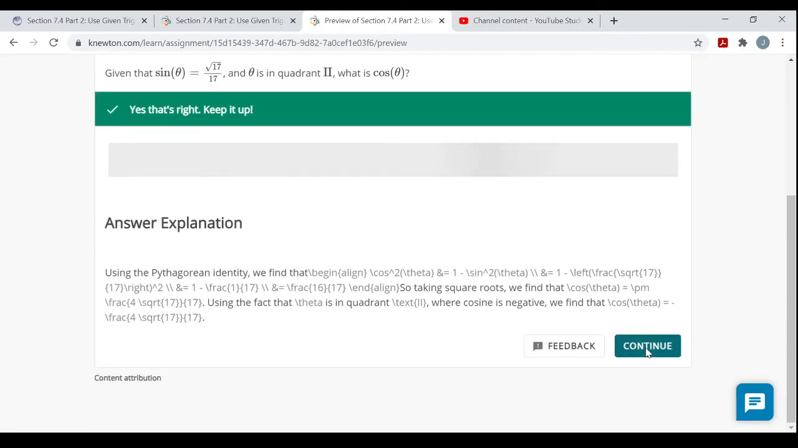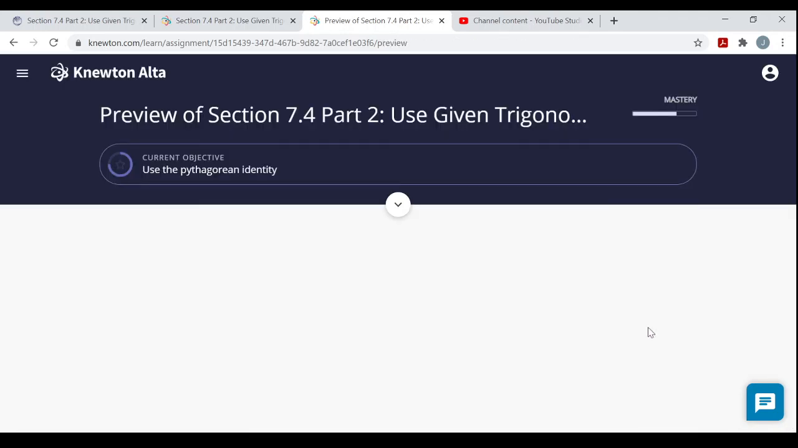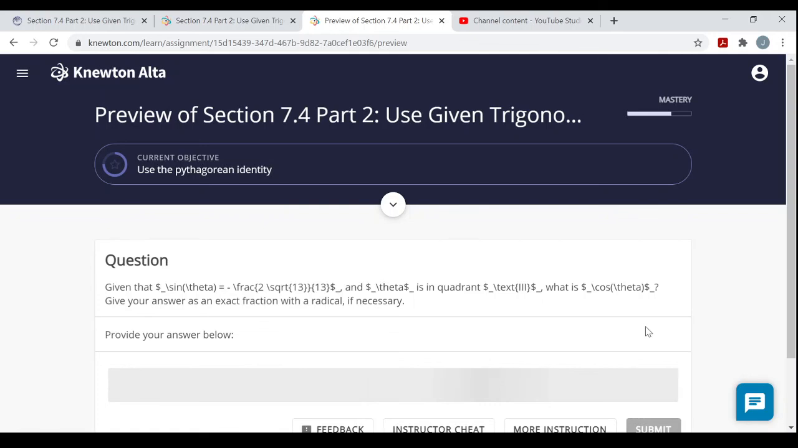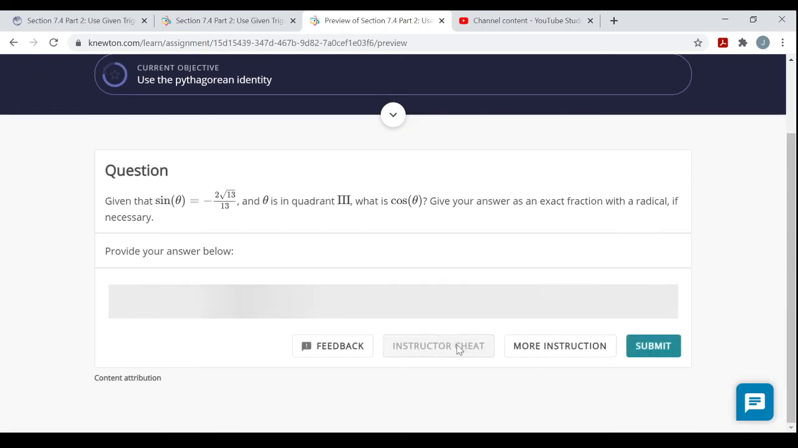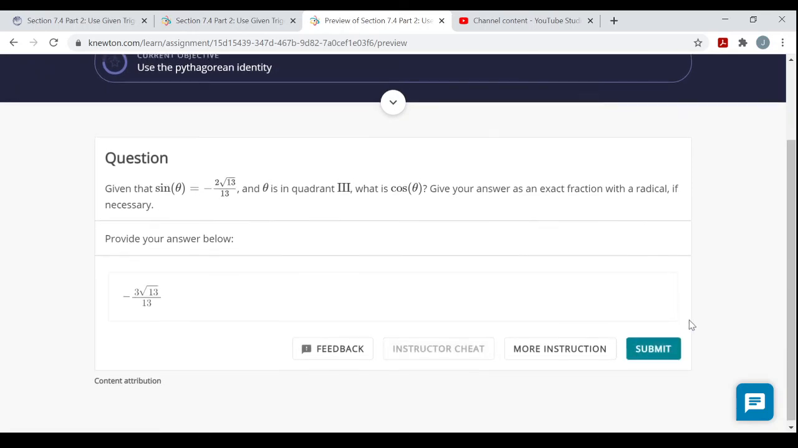So let's see. Again, I'm just scanning through here to see if any other kind of problem shows up. Okay, so this one, yeah, this is no different than the last one. So I'm just going to have it cheat for me.